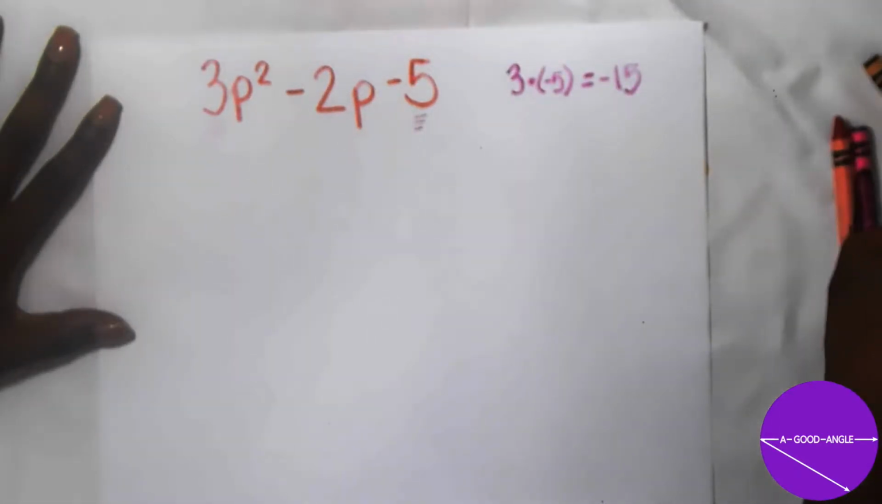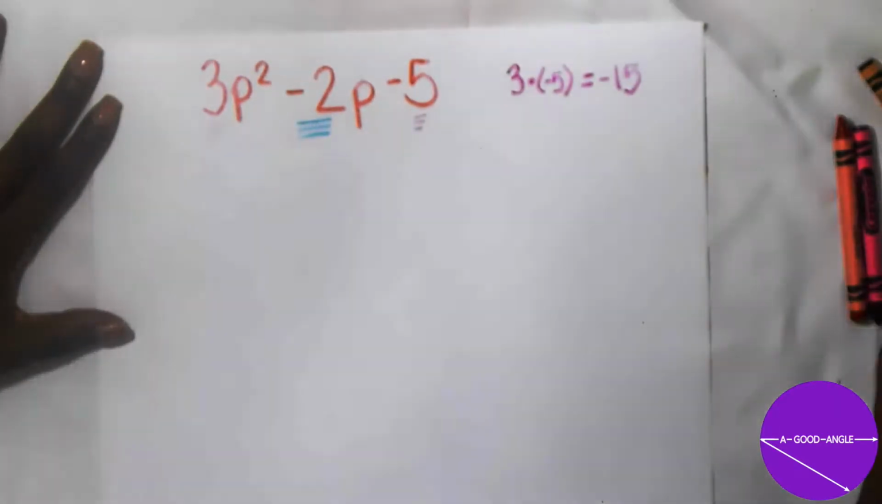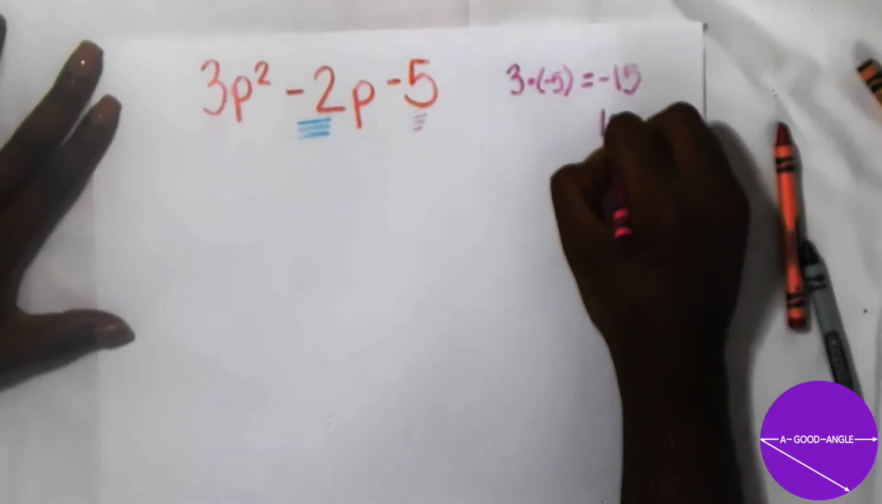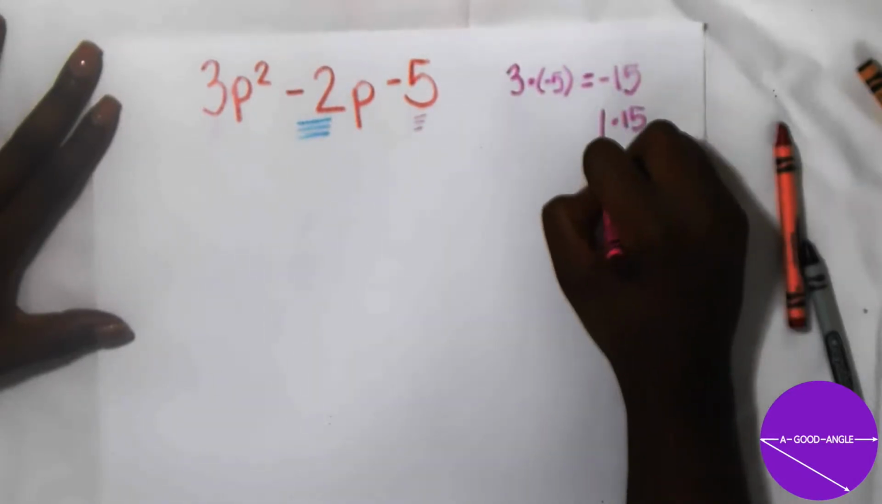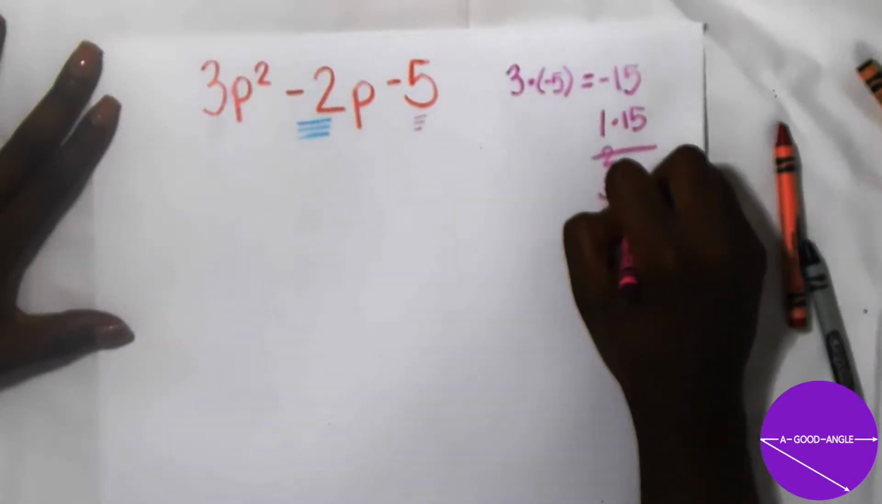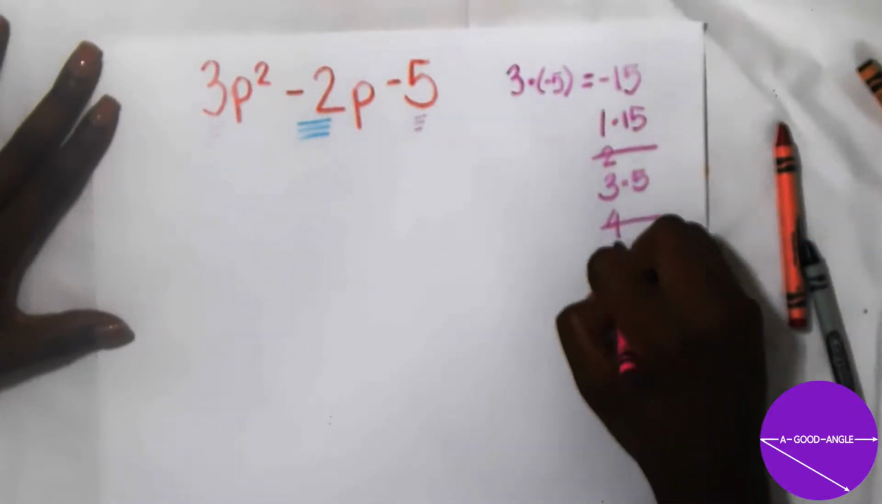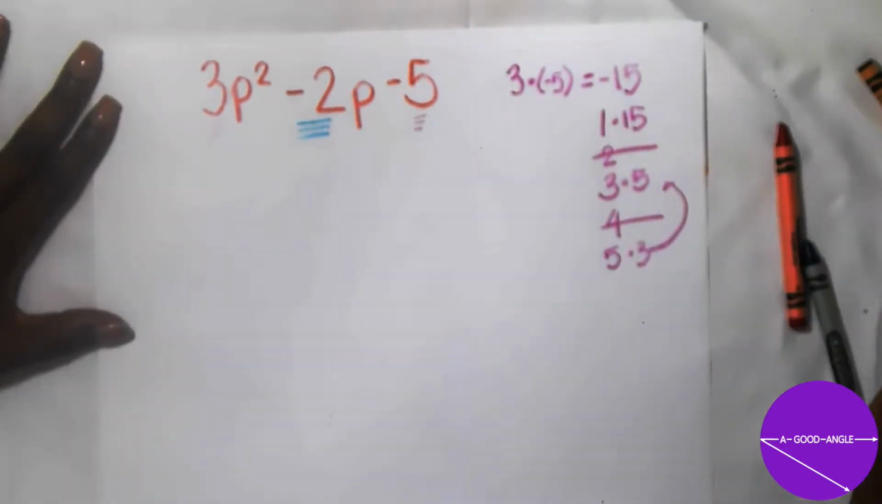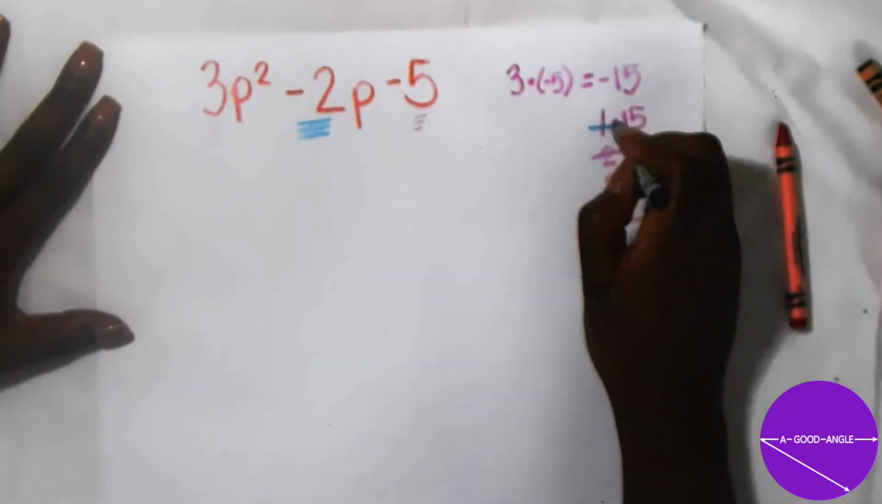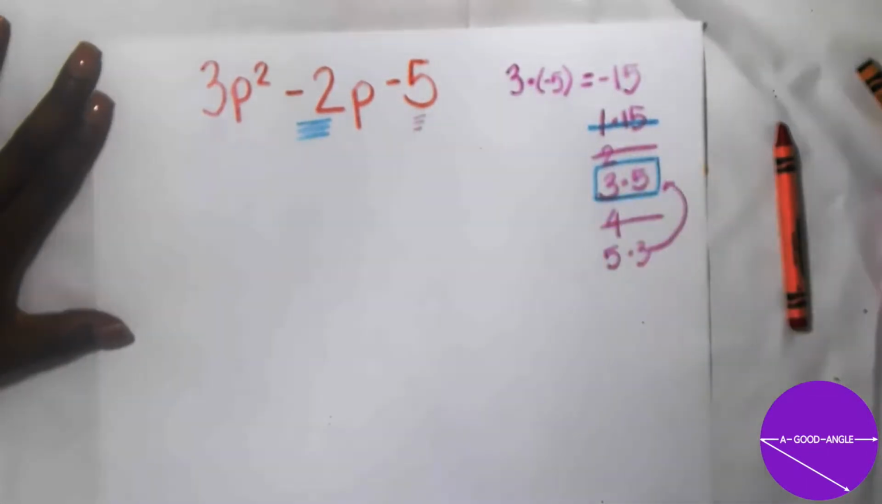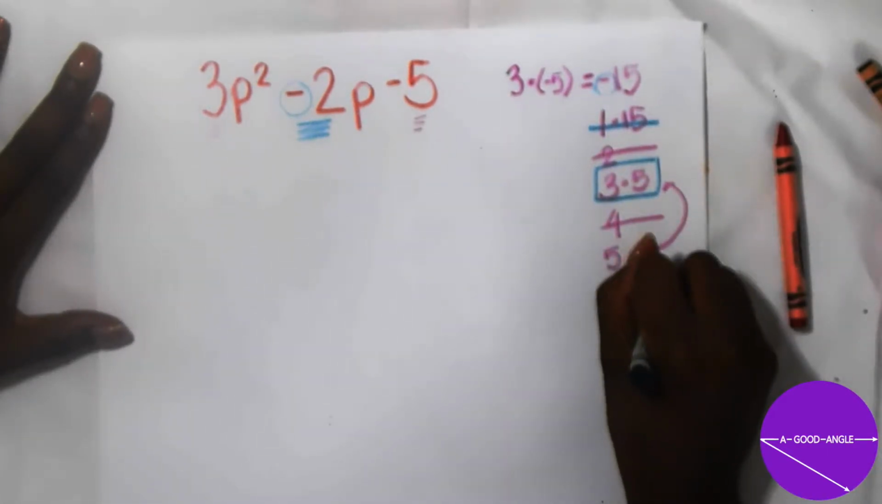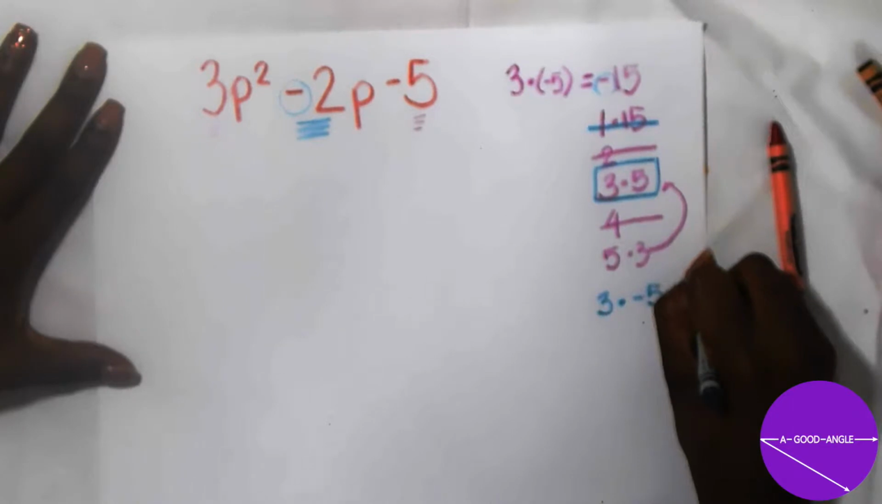Then look at the middle number, just like our other process, and we're going to find factors of that number 15 that add to give us negative 2. So I make the little list, 1 times 15, 3 times 5, and the one that could give me a 2 by addition or subtraction is 3 and 5. So it needs to give me a negative 2 when I add, a negative 15 when I multiply. So 3 times negative 5 and 3 plus negative 5.